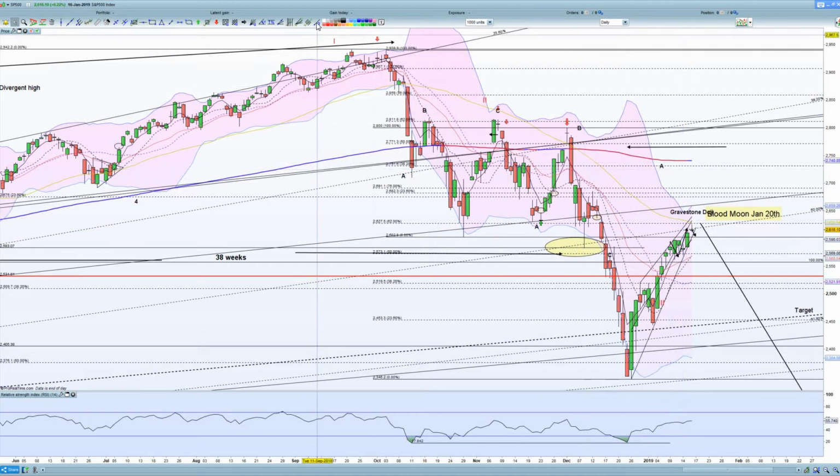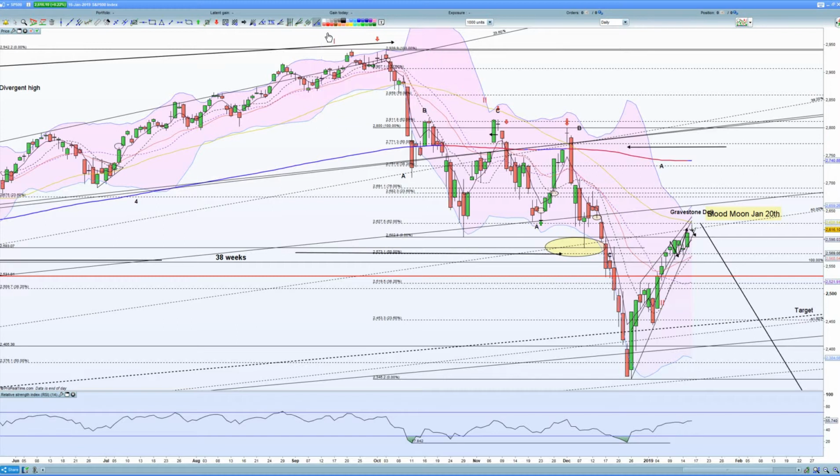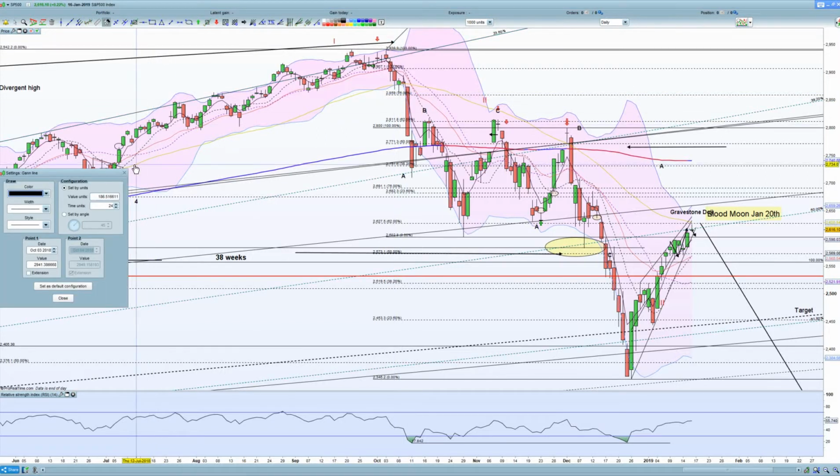Now the second part I'd like to cover, in regards to the blood moon, is Gann's secret 29.4 angle. So here I've clicked on a Gann which is automatically set to 45, but obviously we don't want to have that set by units. So what I do here is configuration. I want to set that, and if we go to 0, enter, it's perfectly horizontal.